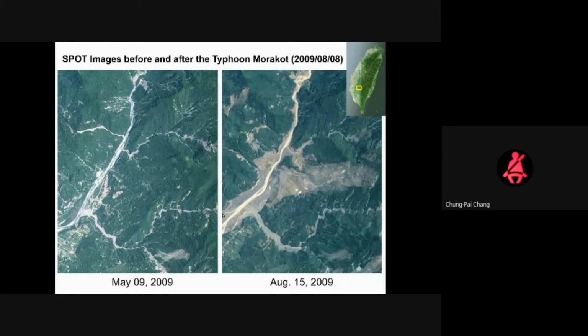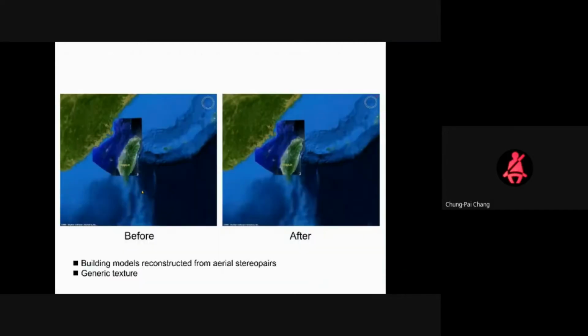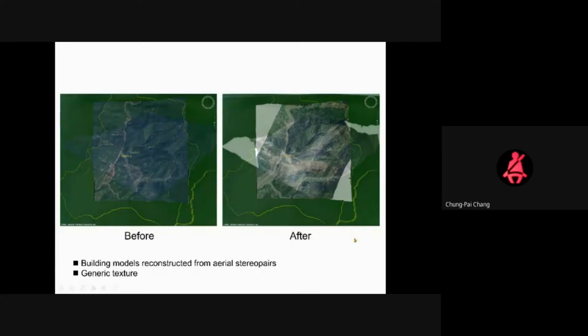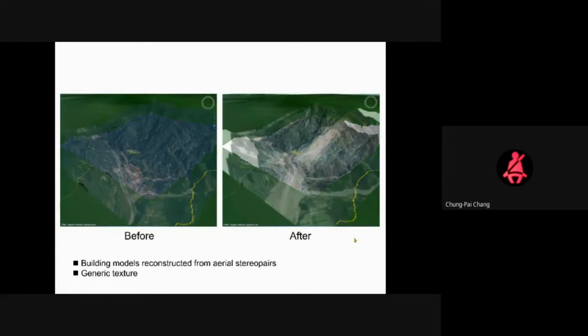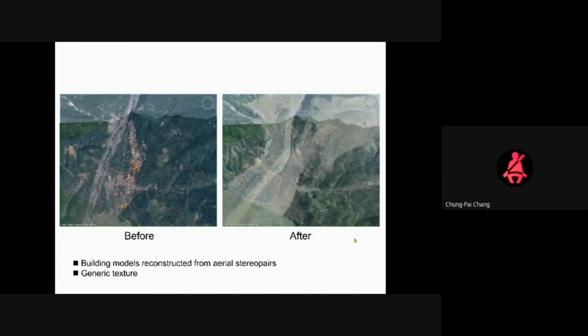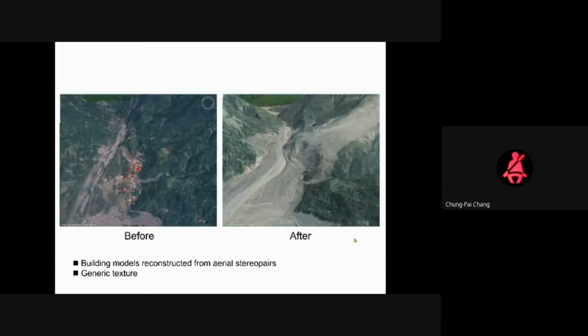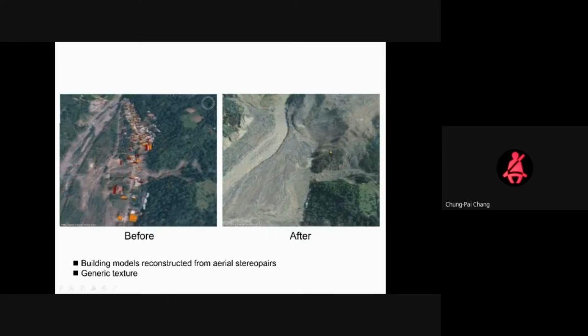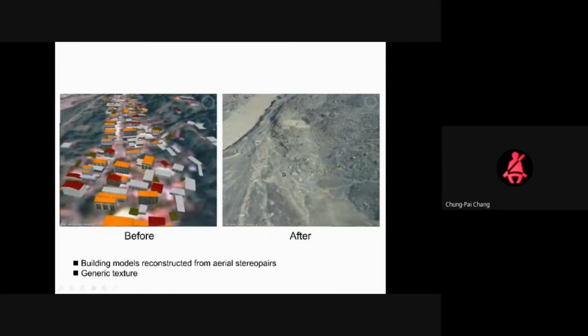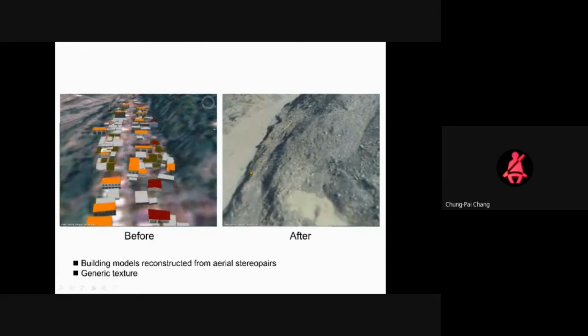We can use different sensors, different techniques, and different images to compare this kind of disaster. For example, for the same village, Shaolin village, we can see the images acquired by different sensors, and we can zoom in on the area to compare the situation before and after the typhoon event. We can know which houses disappeared and what damage was caused by this typhoon.